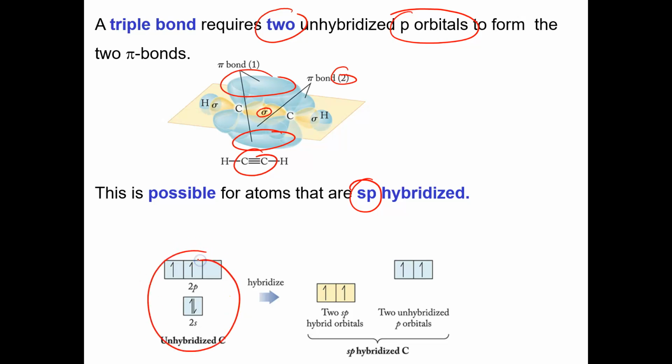So beginning with the unhybridized carbon with electron configuration 2s2 2p2, we then hybridize to form two sp hybrid orbitals, leaving two unhybridized p orbitals, which are available to form the two pi bonds. So this is all very important information for organic chemistry. When you see a double bond, you'll know that the carbon is sp2 hybridized. When you see a triple bond, you will know that the carbon is sp hybridized. And if you see neither a triple nor a double bond, then you'll know that the carbon is sp3 hybridized.